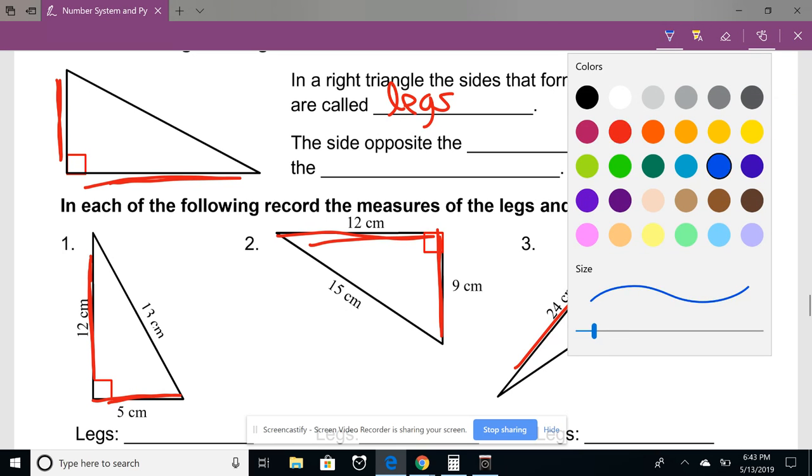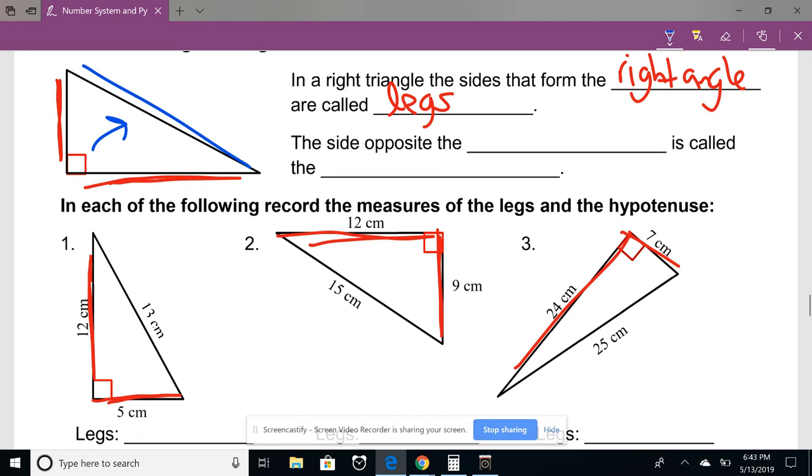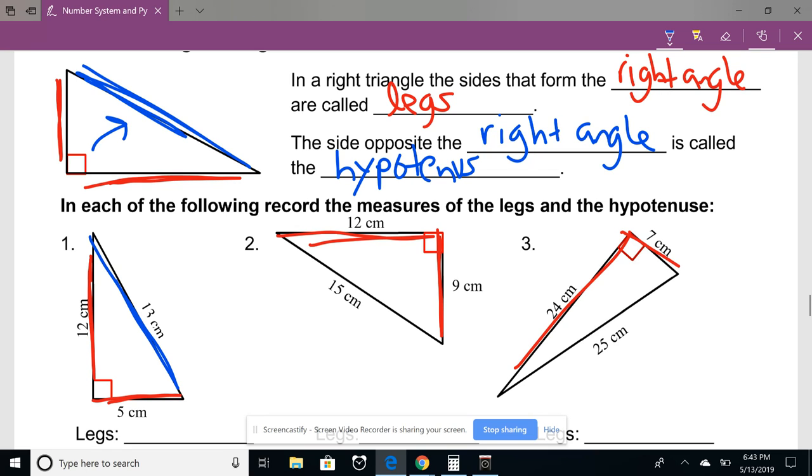The side opposite the right angle is called the hypotenuse. The thing about the hypotenuse is it's always going to be the longest side. If we look at these right triangles below, 13 is longer than 12 and 5. 15 is longer than 12 and 9. 25 is longer than 24 and 7. So again, opposite the right angle is the hypotenuse. It's the longest side of the right triangle.